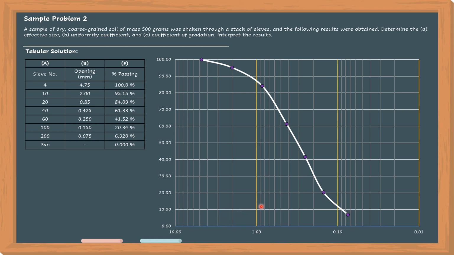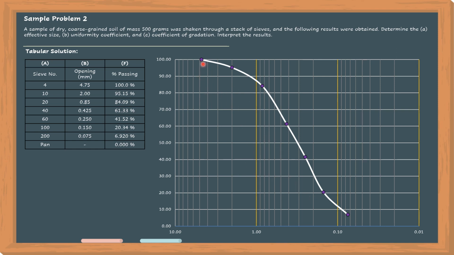So, what I used here is Excel. I did not use the manual approach because it is a hassle on my part. But I will try to make another video on how to use Microsoft Excel to generate a semi-logarithmic plot or the particle size distribution curve.